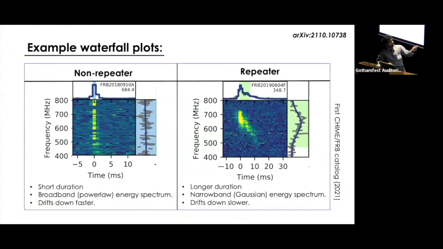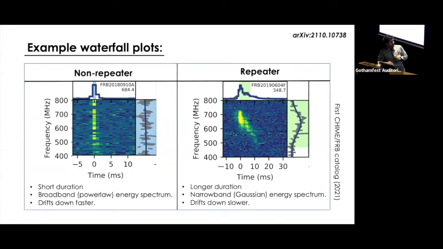So here's an example of those bursts. To the left, I show a non-repeater. You can see that these non-repeaters are very short duration, and the right panel here shows their spectrum. It's a power law-ish kind of spectrum. And to the right, you see a repeater. You can clearly see a very distinct difference in their burst profiles. It's wider, and their spectrum is kind of Gaussian. And they also drift from higher frequency to lower frequency.